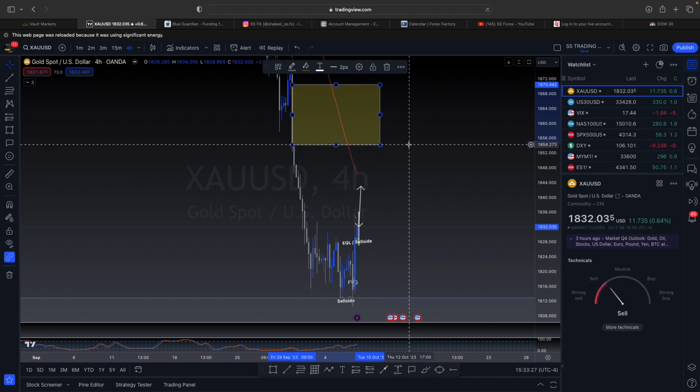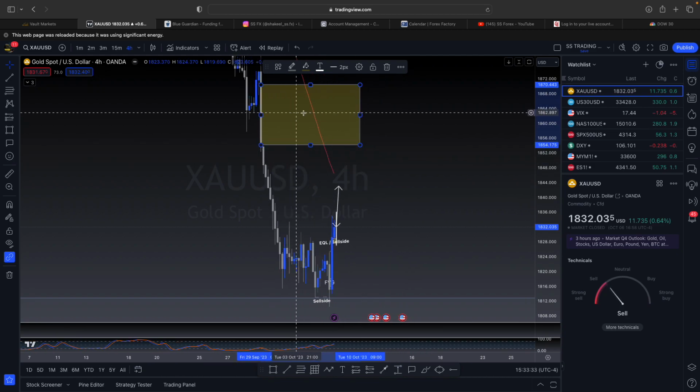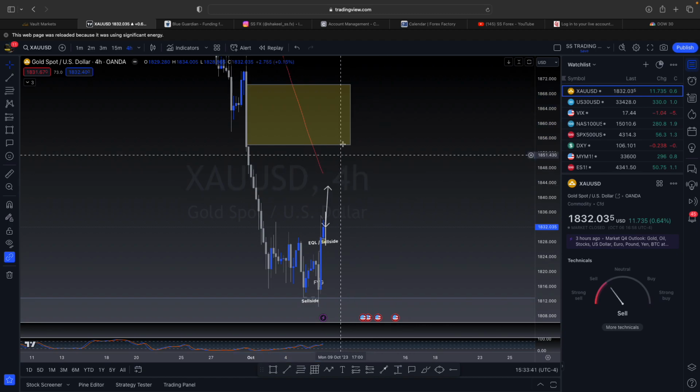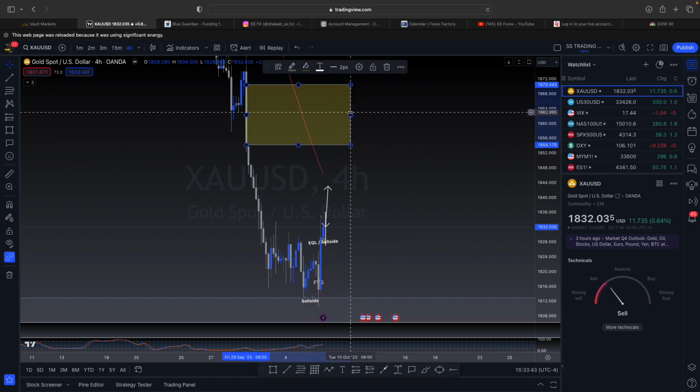We're looking at an easy 1850 being hit, and potentially halfway into that imbalanced area, which is 1862. So those are the two areas I would be targeting.